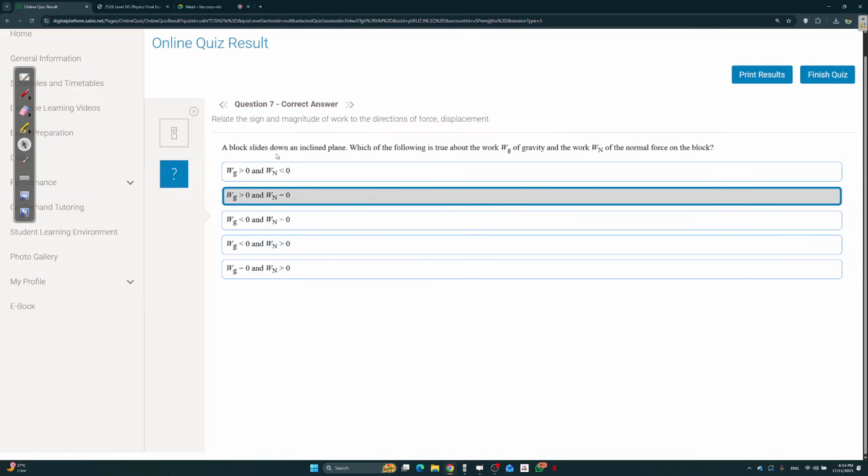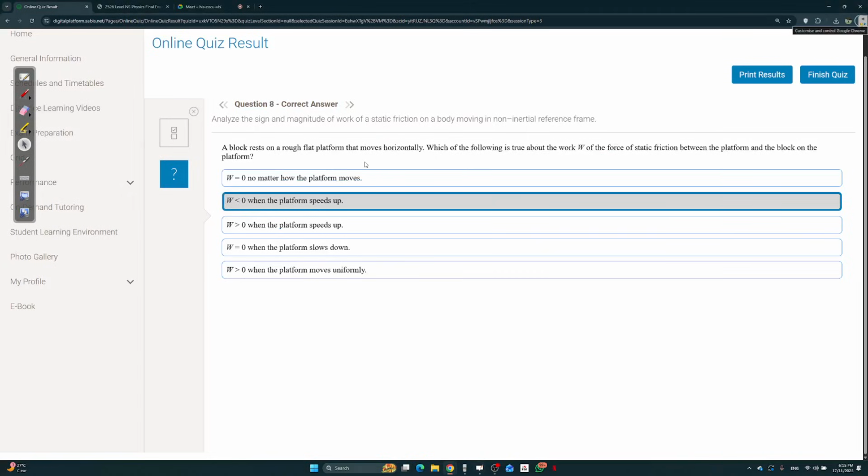Question 7. A block slides down an inclined plane. Which is true about the work done by gravity and the work done by the normal force? Alright. The work done by the normal force is always 0. Why is this? Because the normal force is always perpendicular, right? So the work done by the normal force is always 0 because for a normal force, theta is equal to 90 degrees. Okay? Now how about the work done by gravity? If you're sliding down, in what direction does the gravity pull you? It pulls you down. If your direction of motion is also down, that means the work done by gravity is in the same direction as the direction of the motion, and therefore that means it's a positive work, so it's greater than 0.